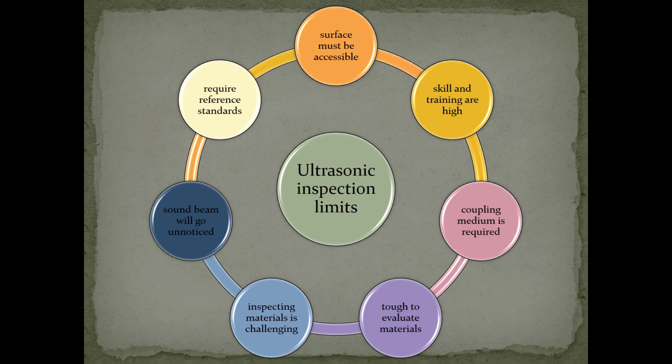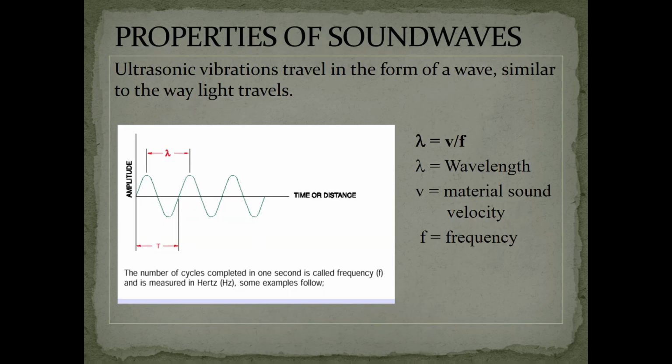It is tough to evaluate materials that are rough, uneven in shape, very tiny, extremely thin, or not uniform. Due to limited sound transmission and significant signal noise, inspecting cast iron and other coarse-grained materials is challenging. It is possible that a linear fault parallel to the sound wave will go unnoticed. Both the calibration of equipment and the characterization of defects require reference standards.